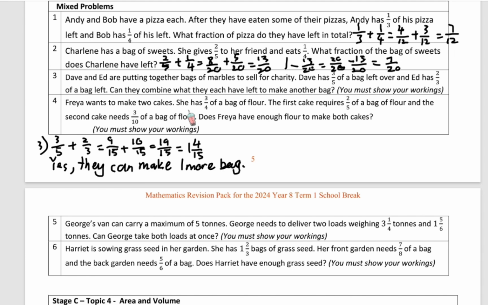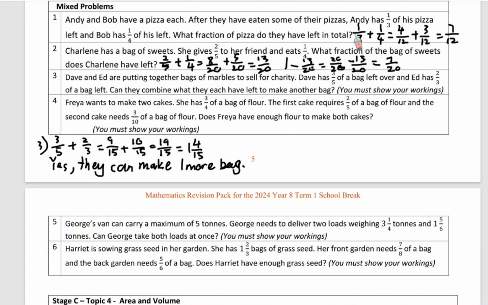Question 4. Freya wants to make 2 cakes. She has 3 over 4 of a bag of flour. The first cake requires 2 over 5 of a bag of flour and the second cake needs 3 over 10 of a bag of flour. Does Freya have enough flour to make both cakes?